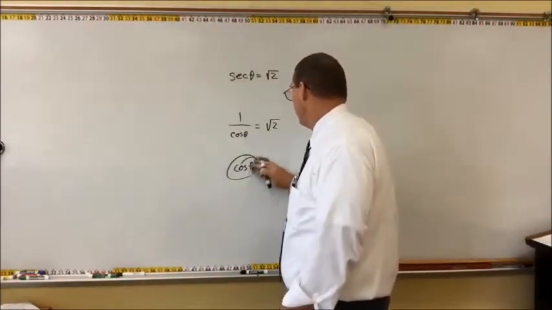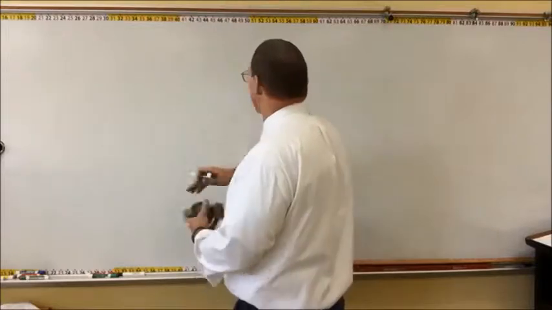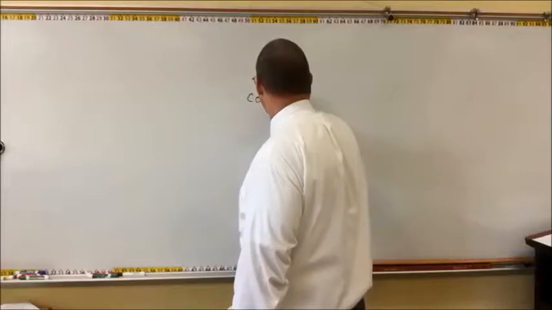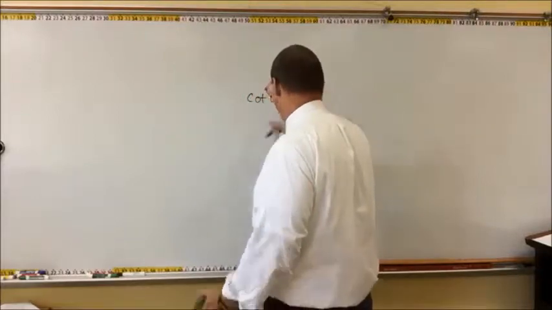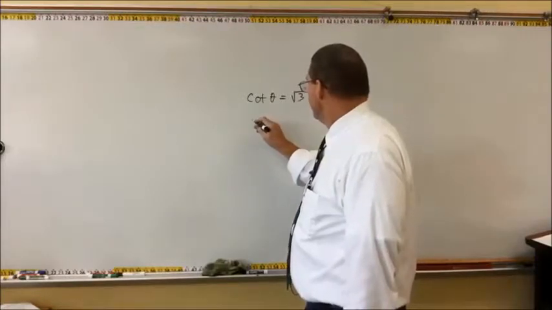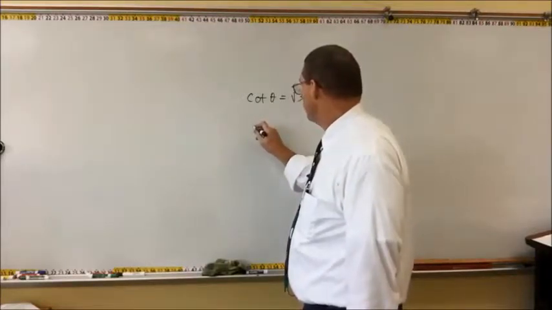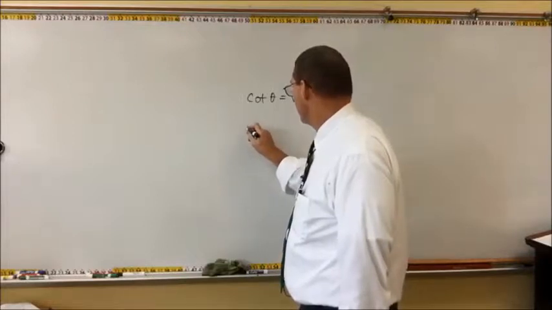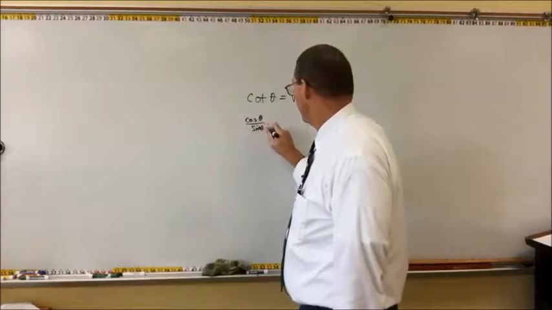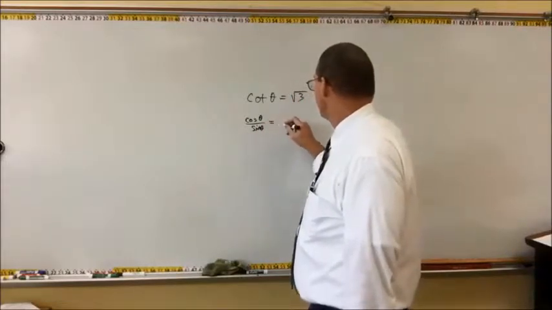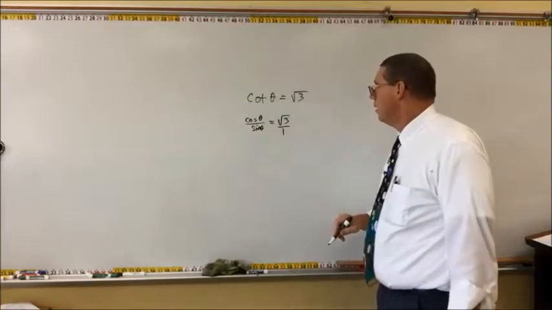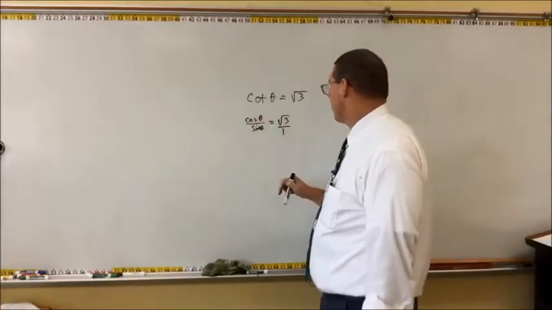Another kind of tough one is, let's say that we have, where is cotangent of theta equal to the square root of 3. Okay, well, this one's a little tougher. So cotangent is cosine of theta over sine of theta, right? And that's going to be equal to square root of 3. Let's just say square root of 3 over 1. Because this is a fraction, I want this to be a fraction.